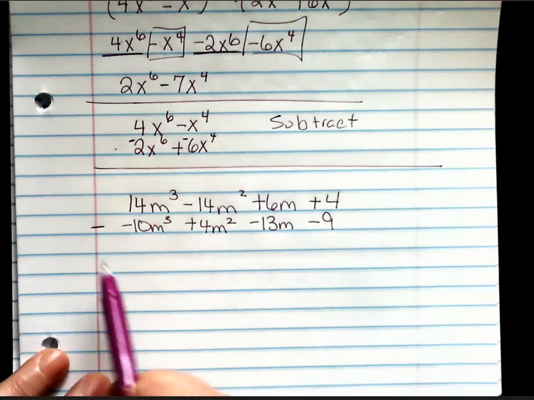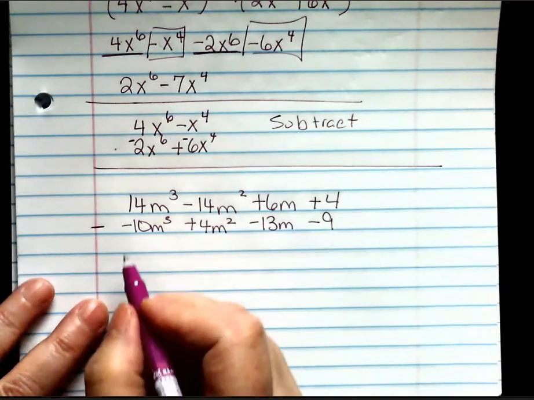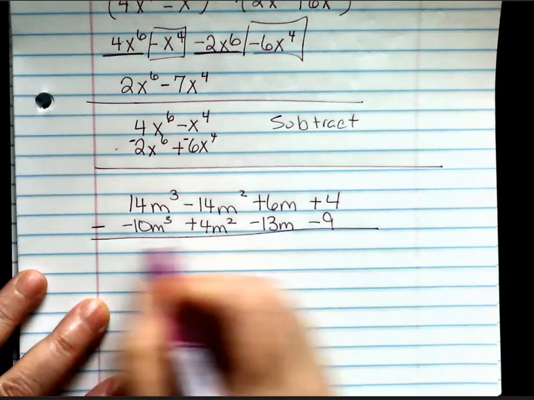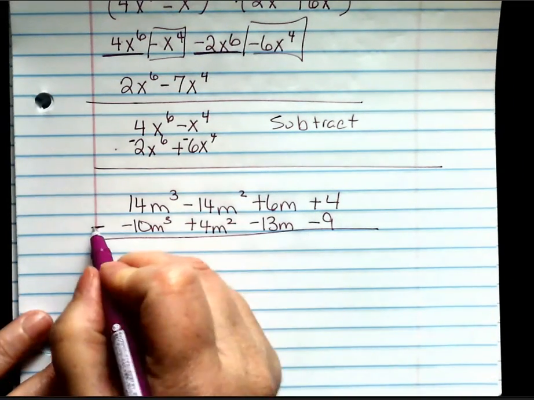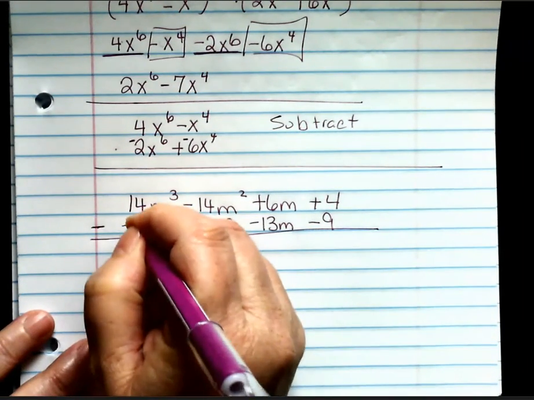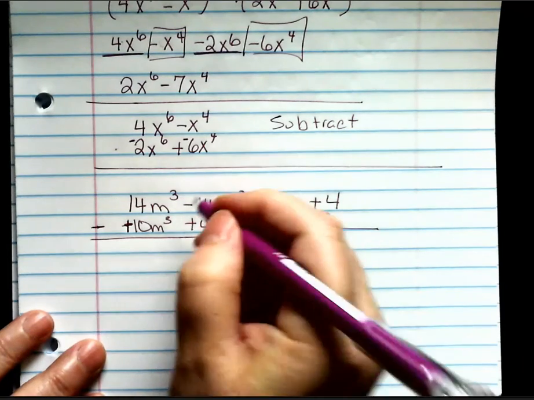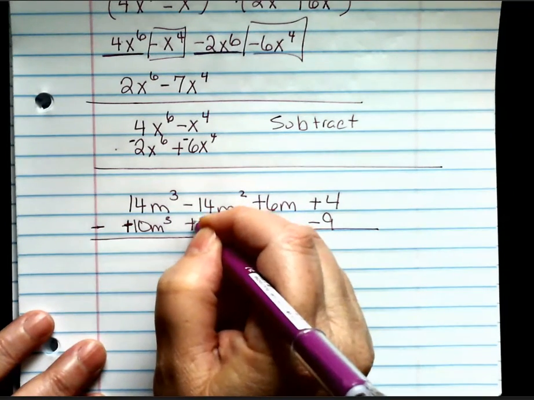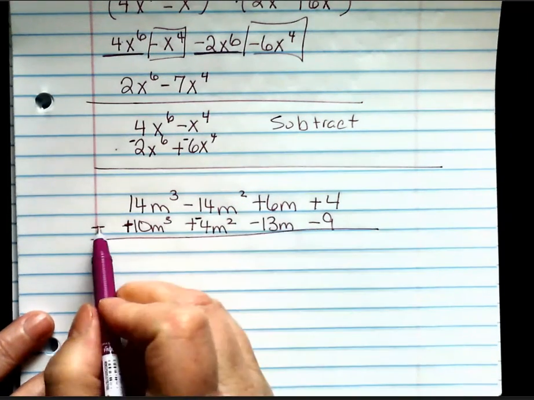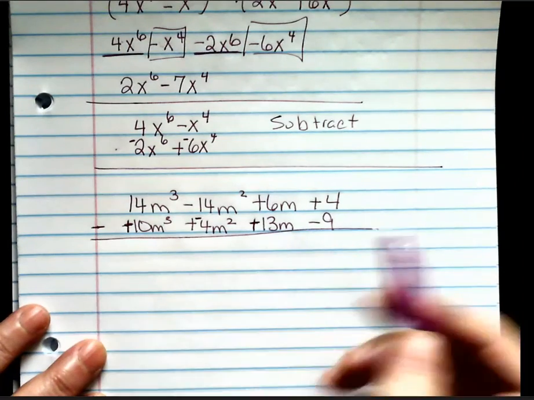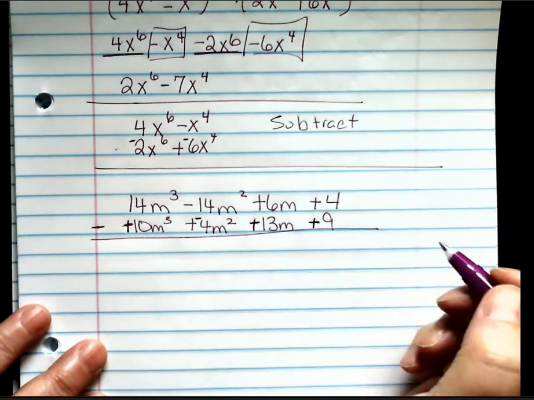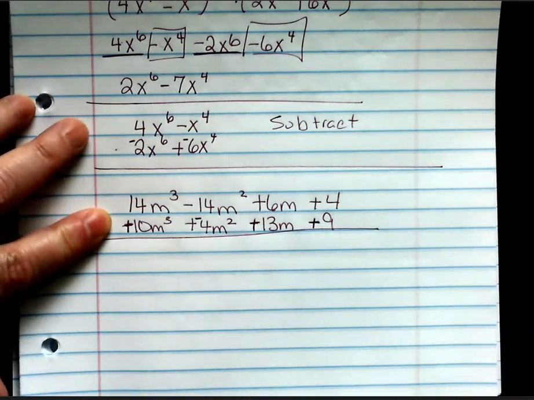So what I have to do here, since this is a subtraction problem, is I have to first change all of my signs or distribute a negative 1. A negative 10 becomes positive. A positive 4 becomes negative 4. A negative 13 becomes a positive. And a negative 9 becomes a positive. So now I don't have to worry about my negatives because I've distributed it.